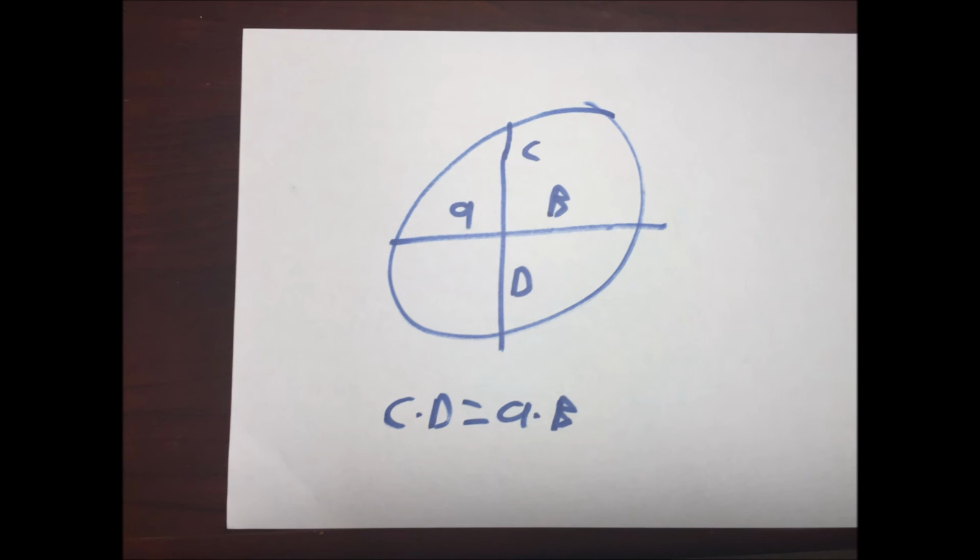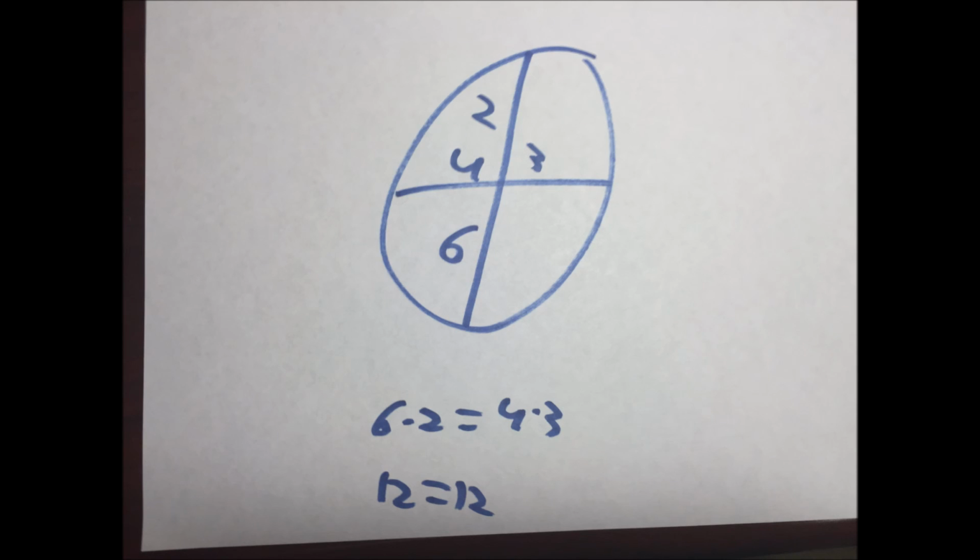So for this one we will be trying to find the length of 2 lines within a circle. For this we can use the equation c times d equals a times b. So we can use our formula c times d equals a times b. It will end up being 6 times 2 equals 4 times 3, which simplifies to 12 equals 12.